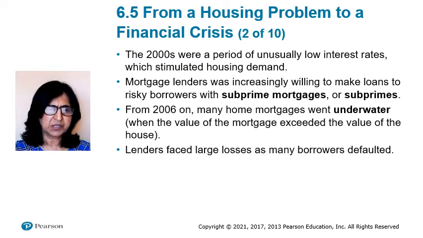The 2000s were a period of unusually low interest rates, which stimulated housing demand. Mortgage lenders were increasingly willing to make loans to risky borrowers with subprime mortgages, or subprimes. From 2006 on, many home mortgages went underwater when the value of the mortgage exceeded the value of the house. Lenders faced large losses as many borrowers defaulted.